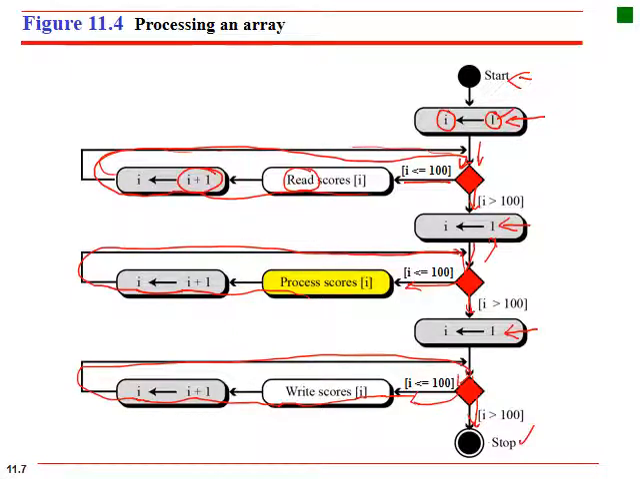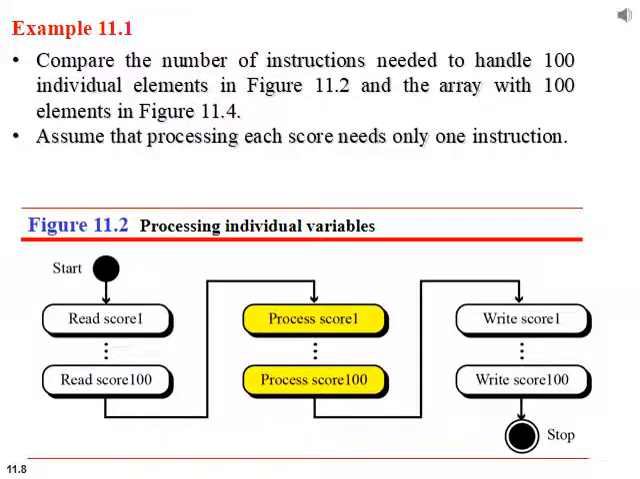So now let's look at what has happened here. Consider this example. This example 11.1 says compare the number of instructions needed to handle 100 individual elements as in figure 11.2 with 100 elements as we've just done it in figure 11.4. Let's start with the first case here of figure 11.2. Processing individual variables.